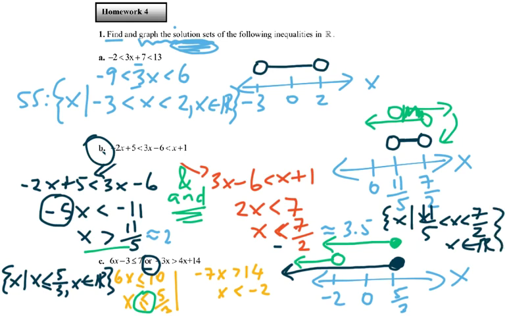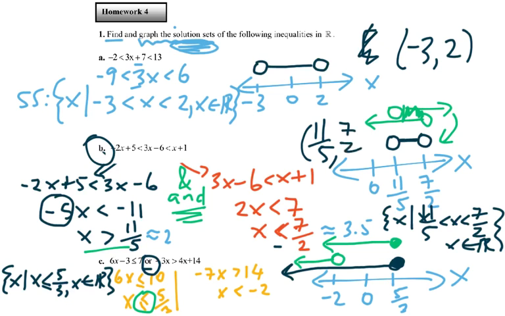More conveniently, we could write each of these in interval notation. So in interval notation, this top one would be round brackets, because the values are not included, minus 3 to 2. This one here looks like it would be 11 over 5 and 7 over 2. And this last one here we could say minus infinity, because that's going all the way to the left, not included there, and 5 over 3 included.